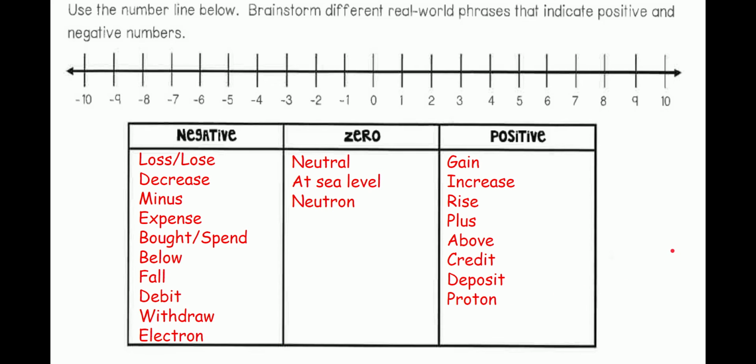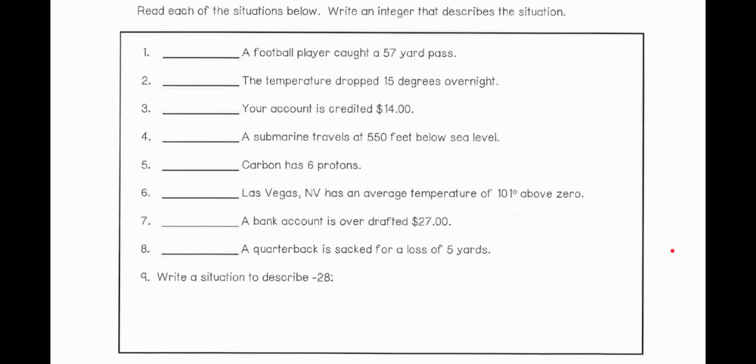So what does it have to do with anything? It's going to help us with these examples. What mathematicians do is take real-world examples and convert them into mathematical expressions. Now, a mathematical expression or equation can only have numbers and operations or symbols. So you can't have words. A football player caught a 57-yard pass. How would you convert that to a mathematical expression with only numbers and symbols? Well, you could write just plus 57, because if you know football, that's a good thing. You've gained 57 yards for your team, so that's positive 57.